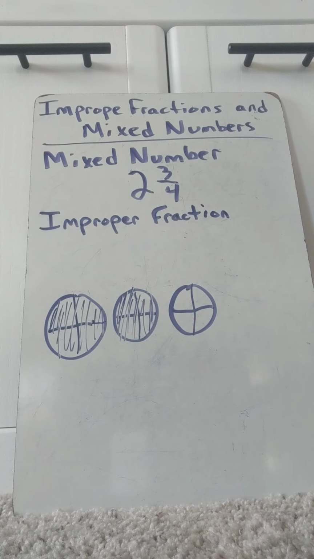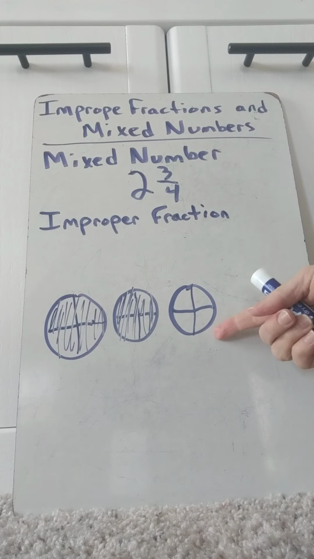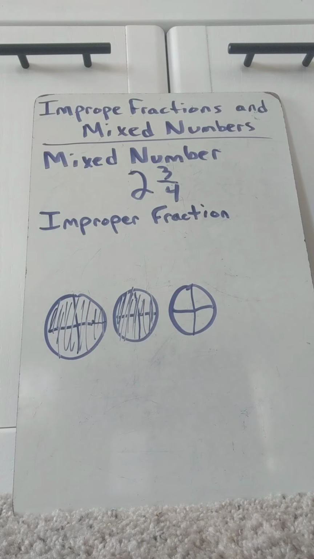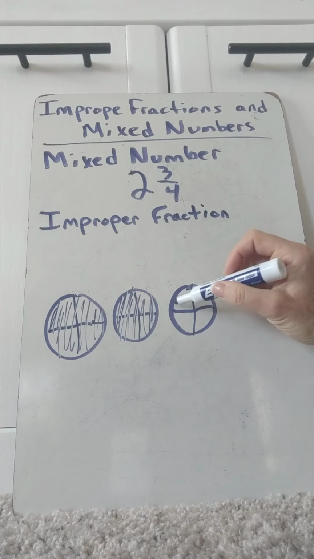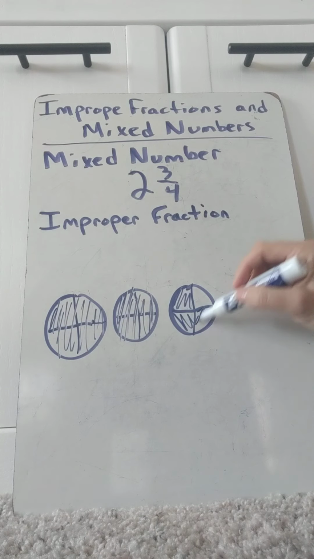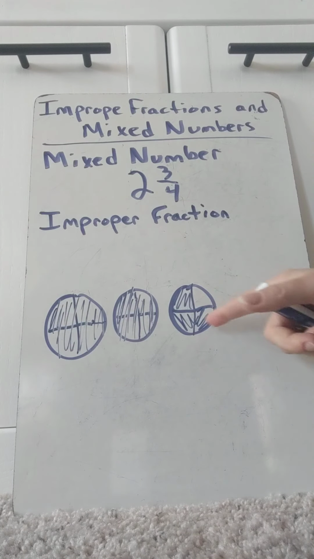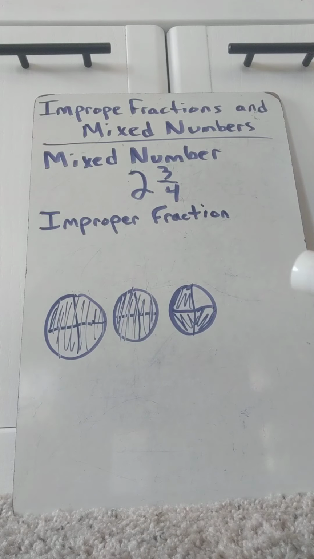Okay. Now, here, this fraction, how many am I going to shade in here in this circle? Well, I'm going to shade 3 out of the 4, right? So I have to shade in 1, 2, 3. So I just shaded in 3 out of the 4. So I just drew you a picture here of what 2 3/4 looks like.